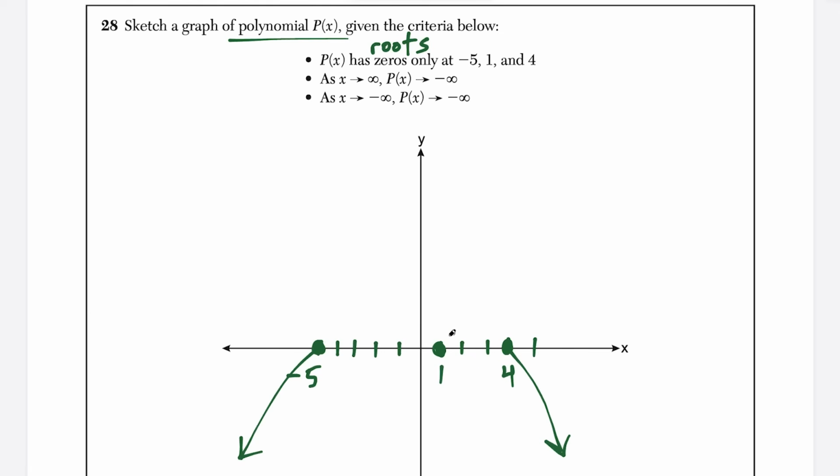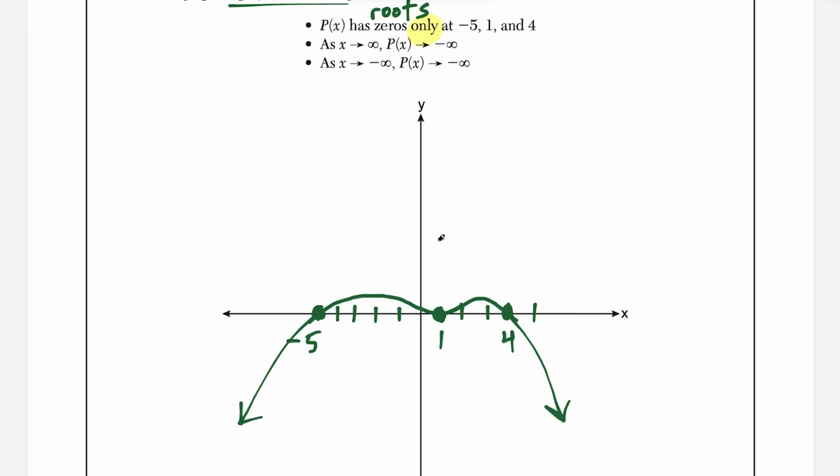So that means that at x equals 1, what we could do is draw the graph tangent to the x-axis like this, because these are the only roots that are allowed. The key word here, only. We cannot introduce another root. We have to just keep it to 3 roots. So we have a point of tangency at x equals 1. So then the graph could go back up and then come back down and then drop forever. Okay, so this is a potential sketch of the polynomial p of x.